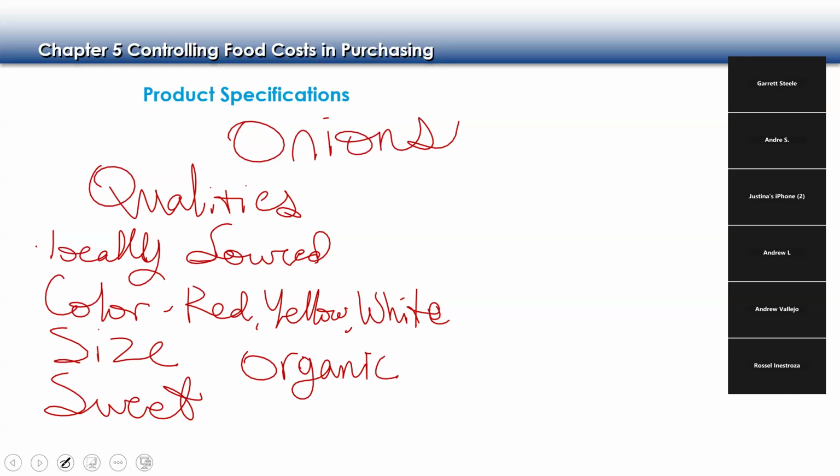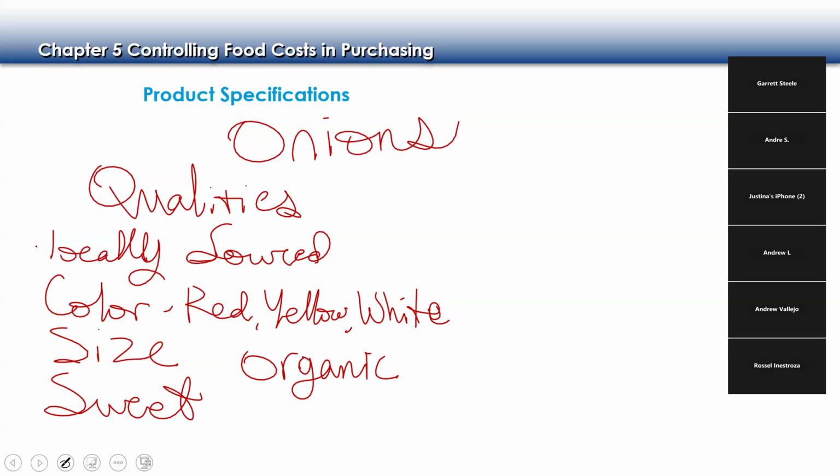Color, size, absolutely. So sometimes we want those little pearl onions. You know what I'm talking about when I say pearl onions? They're like this big, right? They're about the size of a quarter, okay? If I'm making a pot roast, I can put those pearl onions in whole, and then I can serve them just like that. So it adds to the attractiveness of the plate.